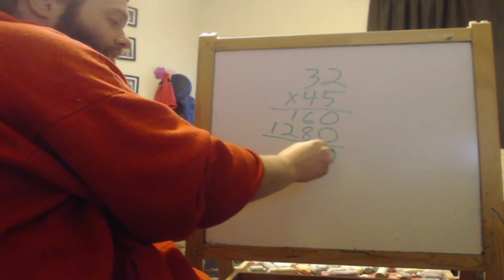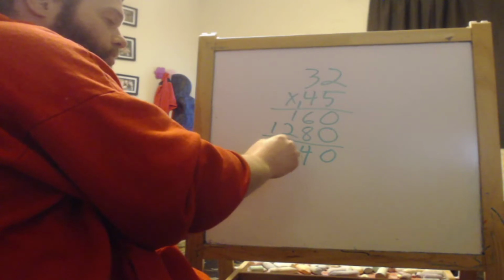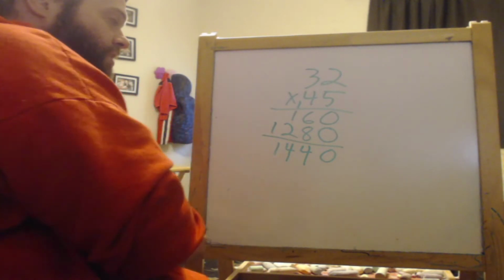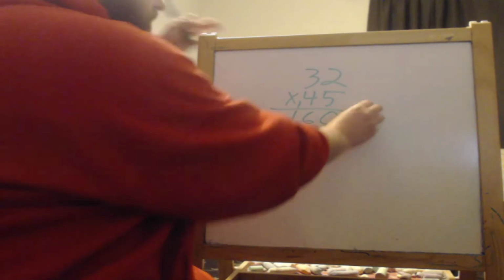Now we just add these up. 0 plus 0 is 0. 6 plus 8 is 14. 1 plus 1 plus 2 is 4. So the answer is 1440. Okay, now let's just do the box method really quick, for 32 times 45, to make sure we get the same answer.